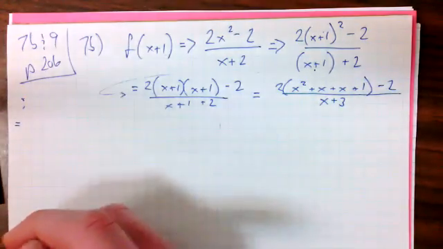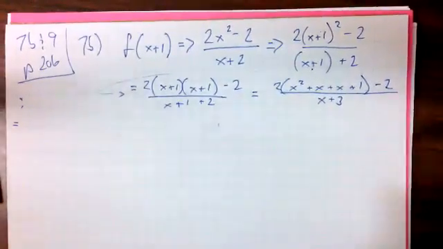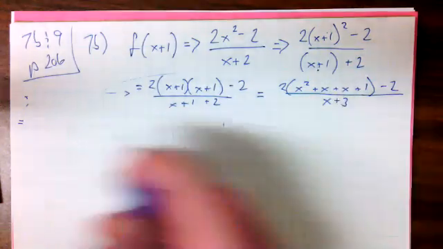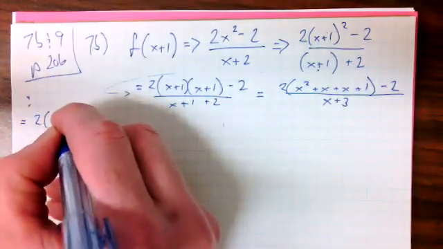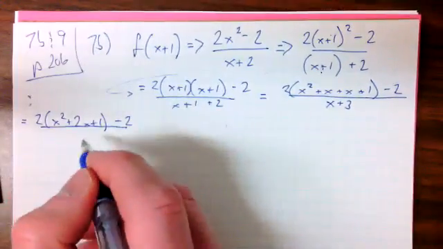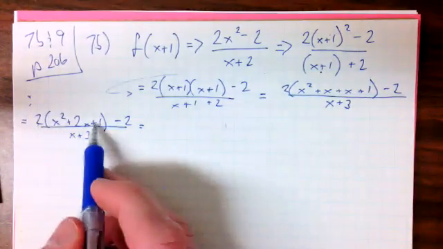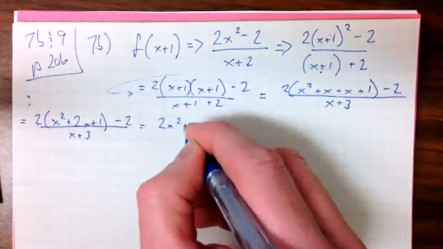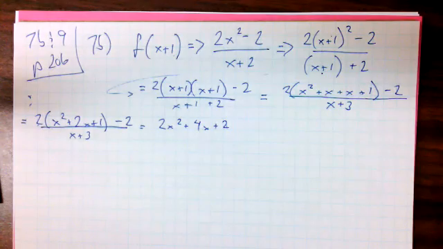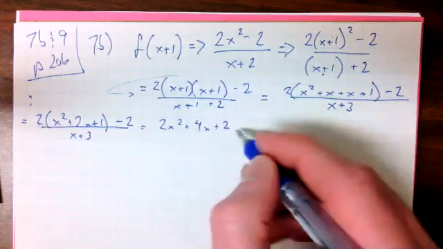Is this clear? I think so. So now simplify, just combine those like terms. So it's 2x squared plus 2x plus 1 minus 2 over x plus 3. That x plus 3 is not going to do anything. Multiply this 2 through the bracket. So it's 2x squared plus 4x plus 2. And then that minus 2 is just sitting there.